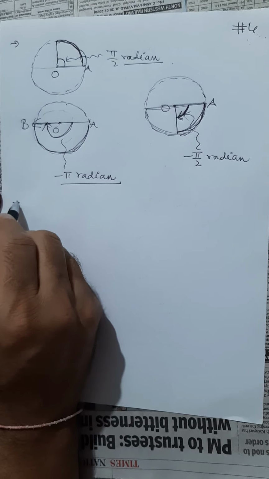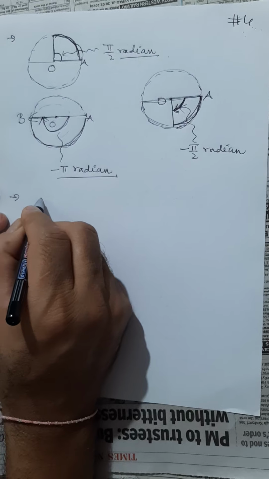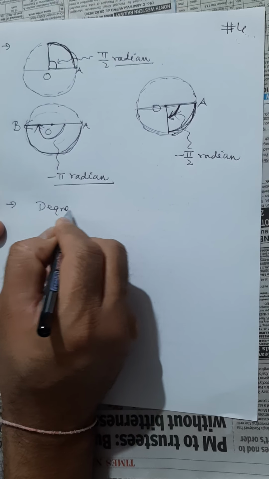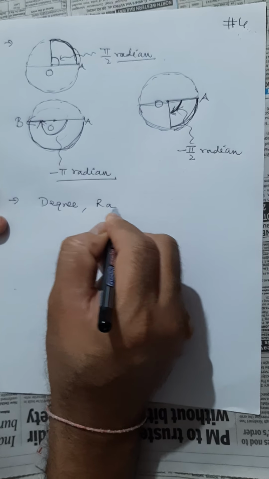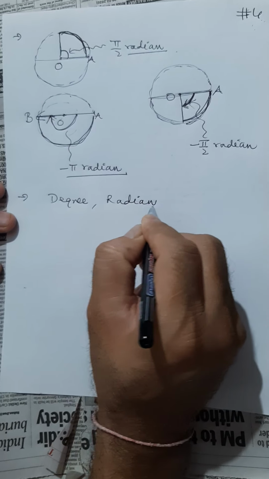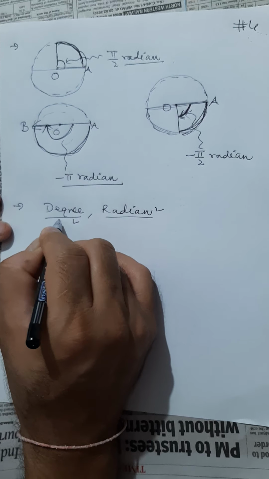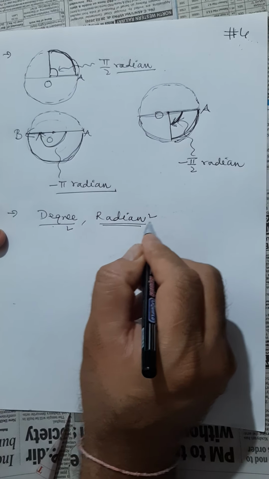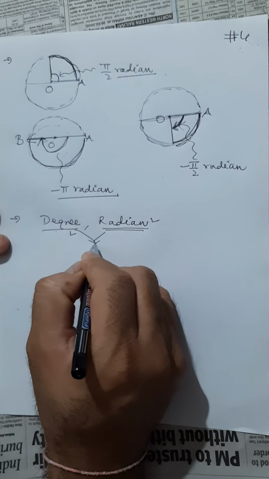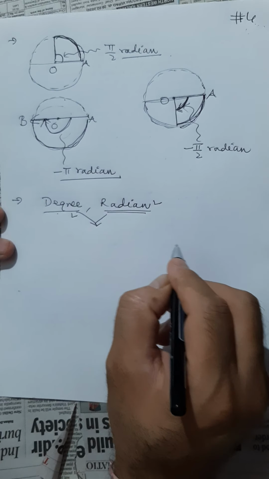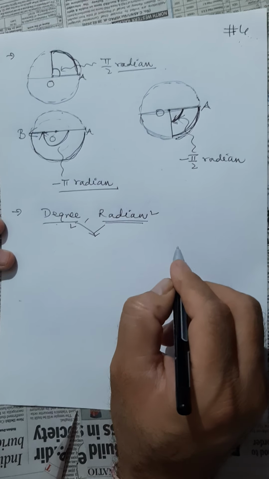Okay, now you have two different units. One is degree and the other one is radian. Radian means in terms of pi, remember, and the other one is degree. Degree measurement of an angle and radian measurement of an angle. We want to see how we'll connect them.